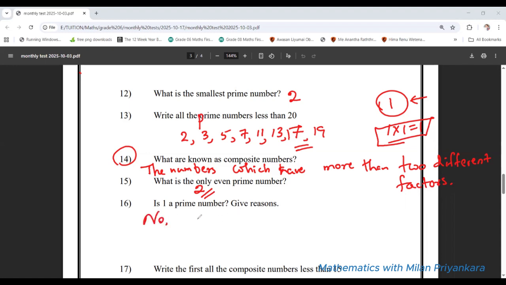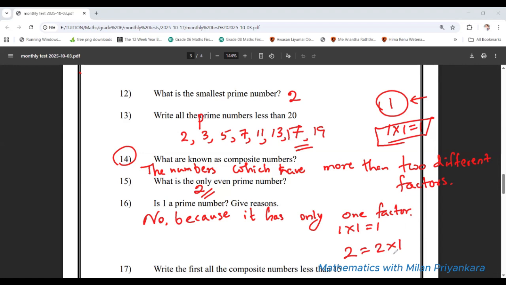No, it is not a prime number, because it has only one factor. What is the only factor of 1? That is 1. 1 into 1 is 1. The factors of 1, there's only one factor, that is 1. Right. So if you take 2, 2 is equal to 2 into 1. There are two factors, 2 and 1. If you take 3, 3 into 1, then there are 2 factors, right? If you take 5, 5 equals 5 into 1. That means there are only 2 factors.